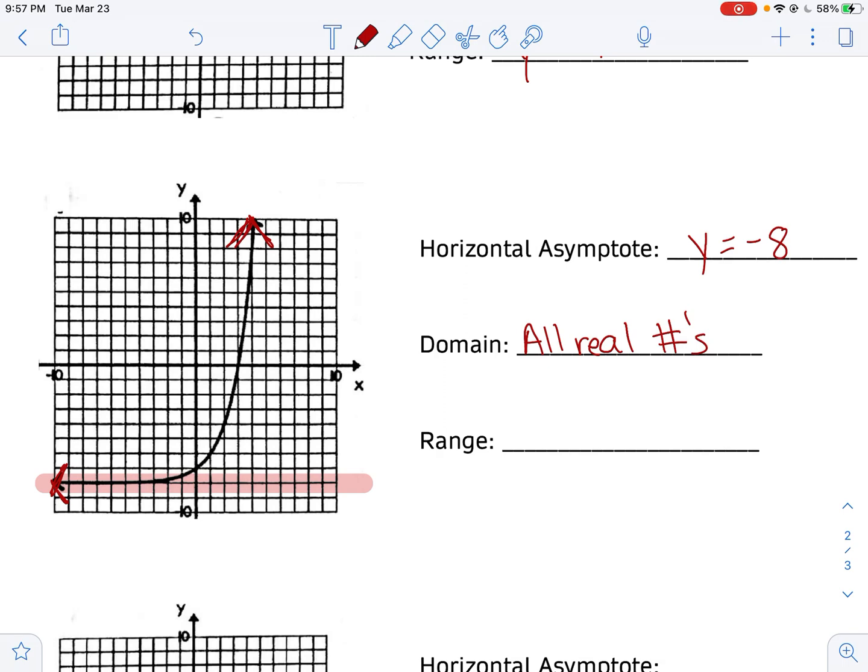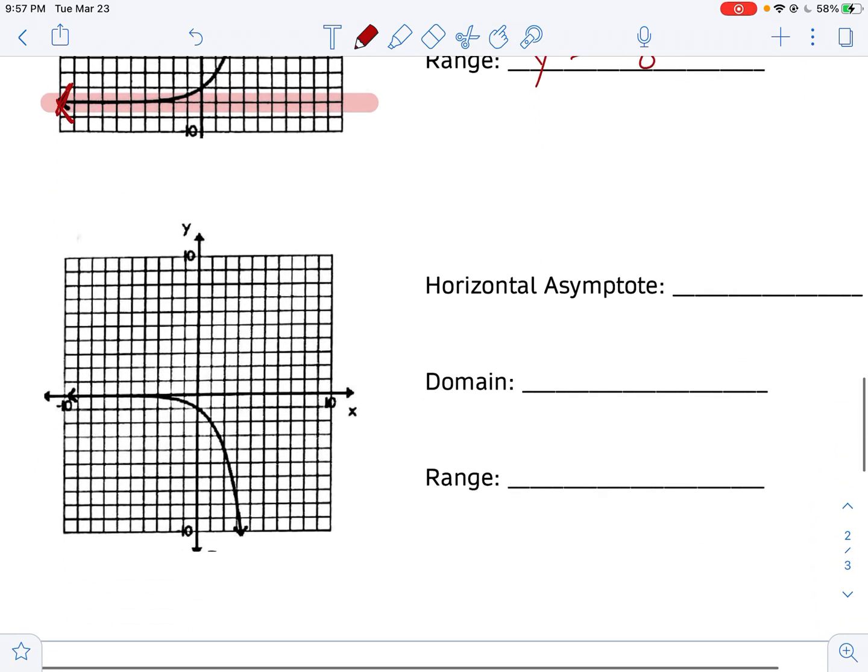Okay, our range, it's going up. So all my y values are greater than -8. And again, we always use that value from the asymptote. And again, it's not "or equal to" because you can never touch the asymptote. Okay, looking at the last one.